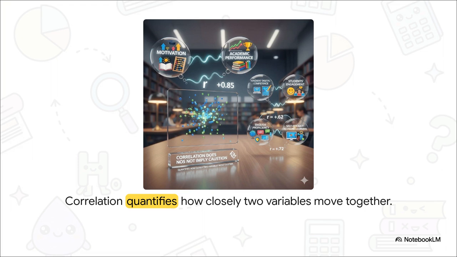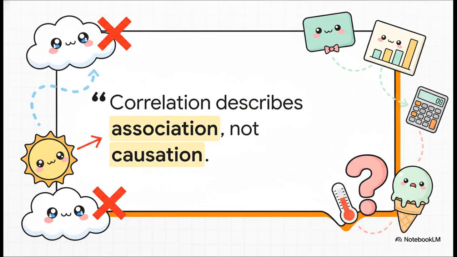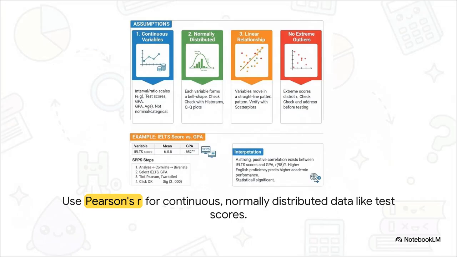For example, does higher motivation tend to go along with better grades? Correlation gives us a specific number to answer that. And if you remember one thing from this whole section, make it this. Correlation is not causation. Just because 2 things are related doesn't mean one causes the other. It's the oldest rule in the book for a reason. So if your data looks pretty standard, continuous variables like test scores or GPA, and it's normally distributed, your go-to is going to be Pearson's r.